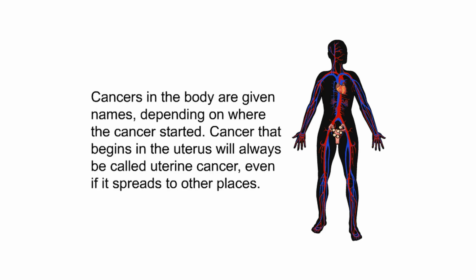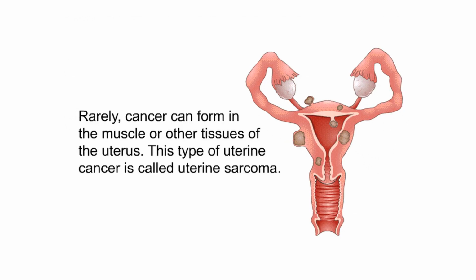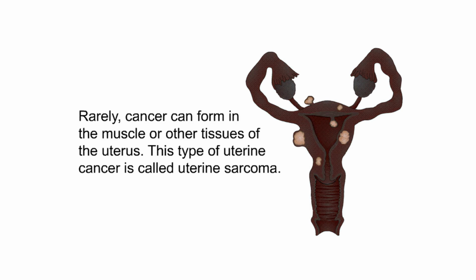Cancers in the body are given names depending on where the cancer started. Cancer that begins in the uterus will always be called uterine cancer, even if it spreads to other places. Endometrial cancer is the most common type of uterine cancer. Endometrial cancer begins in the lining of the uterus or the endometrium. Rarely, cancer can form in the muscle or other tissues of the uterus. This type of uterine cancer is called uterine sarcoma.